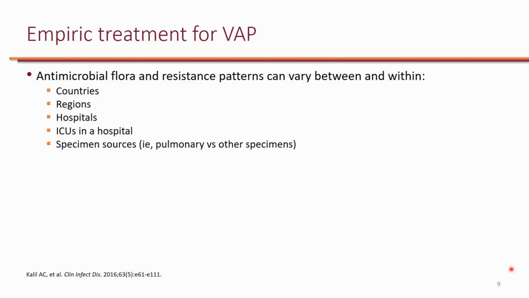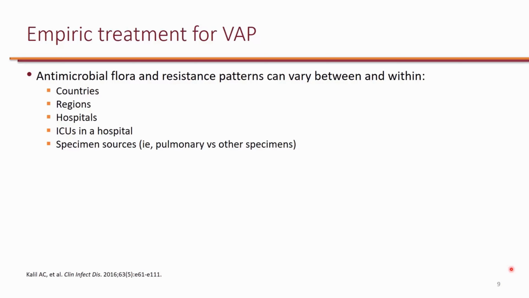Because VAP is caused by drug resistant organisms, it is extremely important to be aware of drug resistance variations. These variations in resistant patterns can occur at country level, so different countries have different patterns. Within regions, so different cities or different parts of a large city may have different patterns, as well as hospitals. Different hospitals can have different patterns of resistance. Even within a single institution or single hospital, different ICUs can have different resistant patterns.